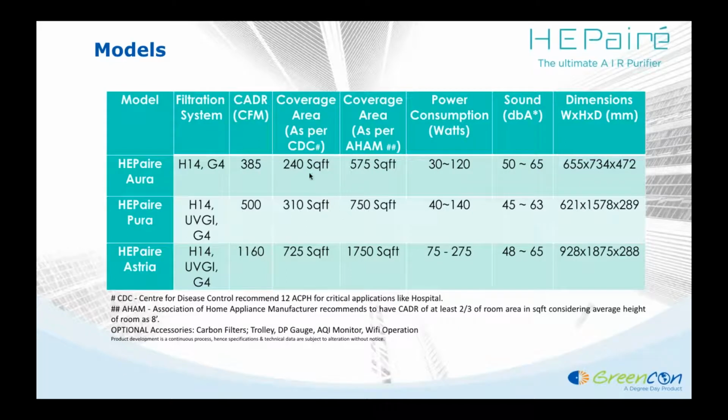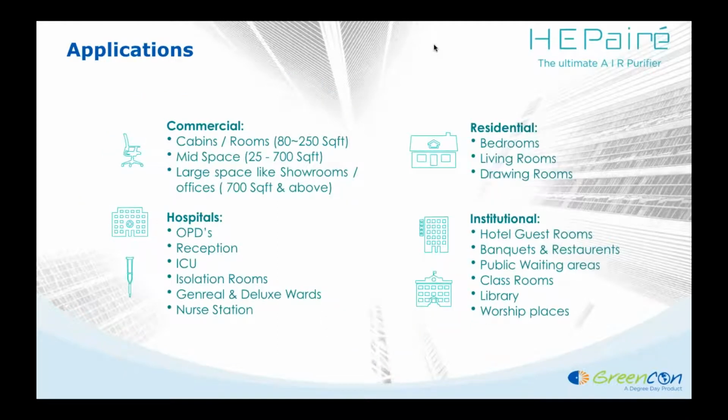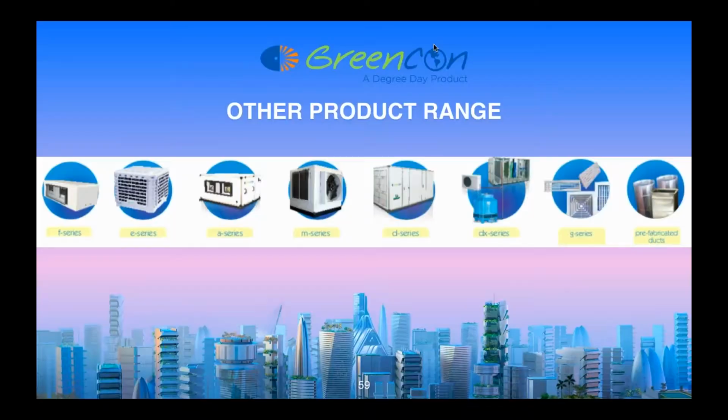So based on the CFM, CDC and ASHRAE guidelines, you can size it for 240 square feet to 1750 square feet. It's available in 3 different sizes in a compact way. The smallest one is Aura, which is a little fatter, does not have a UVGI but takes care of the basic requirement of a small space. It has a pre-filter and a HEPA. Pura comes in both front and top discharge. In the front discharge, the black dots that you're seeing are actually the holes, perforations from which the air is moving, and the bottom side is sucking the air inside, and the top port is allowing the air to move out. And it can be utilized in any kind of application that you can think of.